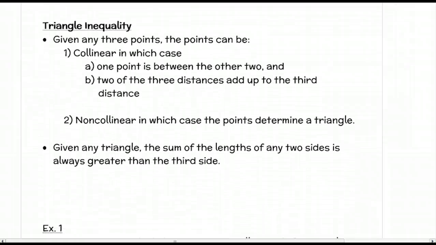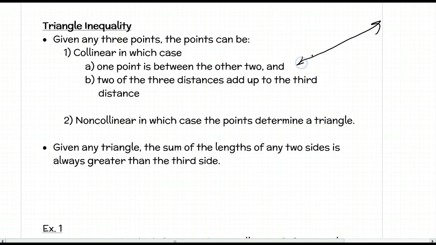All right, moving on to triangle inequality. Given any 3 points, there are 2 possible cases. With 3 points, the points can be collinear. Again, here's my line. We've got x, y, and z. If they are collinear, one point is between the other two. So here I've got point y between x and z, and then 2 of the 3 distances add up to the third distance.